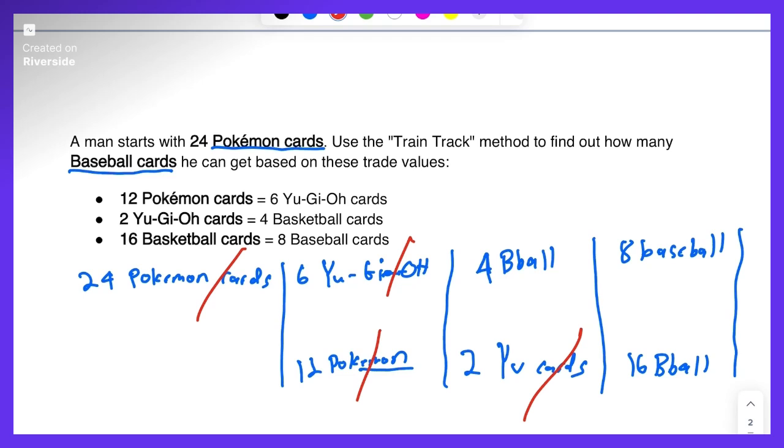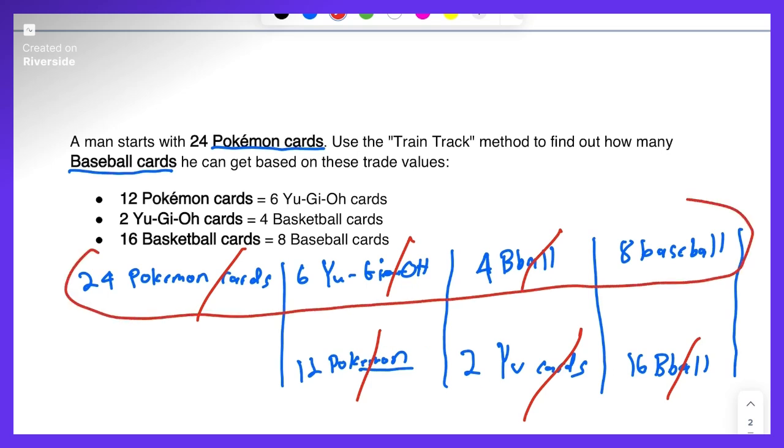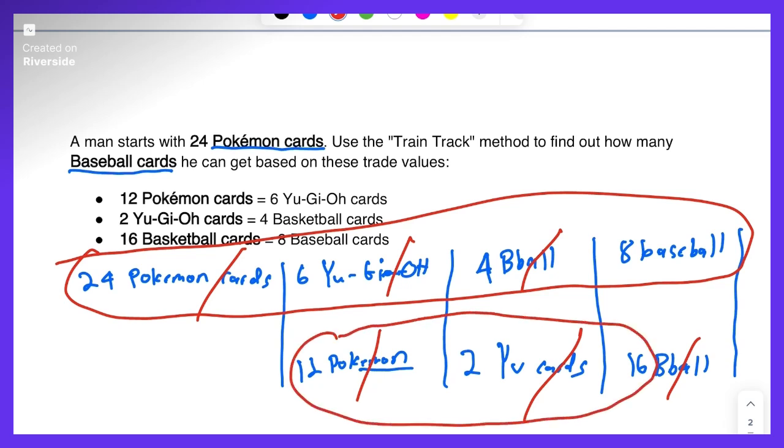So now we cancel out all the units that we do. And now we need to grab a calculator. So when you have things like this, what you do is you multiply all of these together, and then you divide that by all of this multiplied together. So you're gonna do the top divided by the bottom.